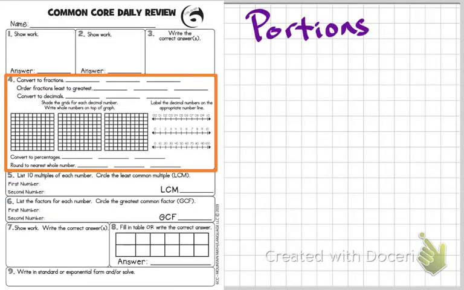All right, in today's tutorial for question number 4, we are talking about portions. And I'm going to give you a little bit of information before we get started. You can see on your daily review page that this is the biggest question. There's the most parts to this question.